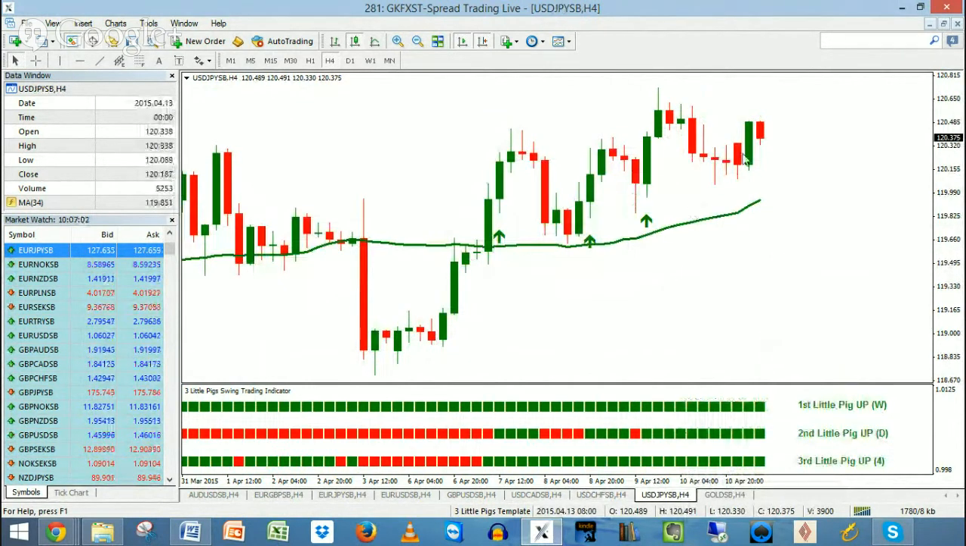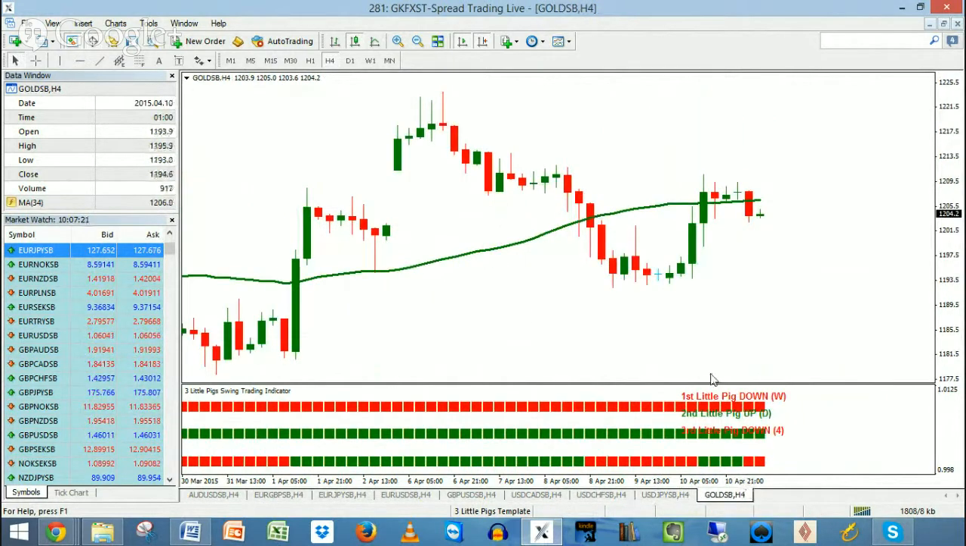USD JPY, entry from back here. We almost got stopped out, and we got another couple of signals here which we don't have to take because we're still involved here. So again, we're just waiting to move this to break even. And dollar strength, sorry, not weakness, that I mentioned earlier.